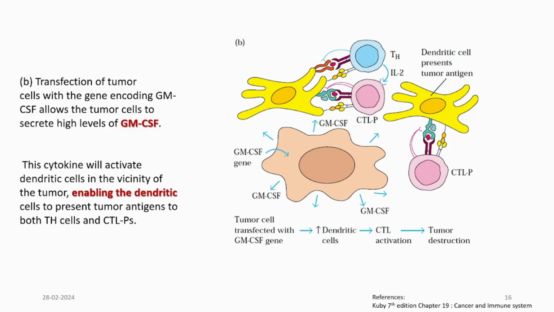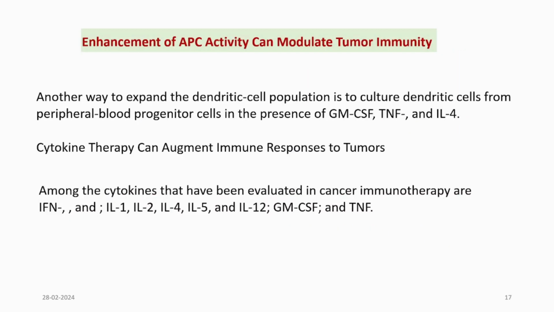Second, the tumor cell can be transfected with the gene encoding GM-CSF, that is granulocyte macrophage colony stimulating factor, which allows the tumor cell to secrete a high level of GM-CSF. This cytokine will activate the dendritic cell in the vicinity of the tumor, enabling the dendritic cell to present the tumor antigen to both T helper cell and cytotoxic T cell. Enhancement of the APC activity can modulate the tumor immunity.